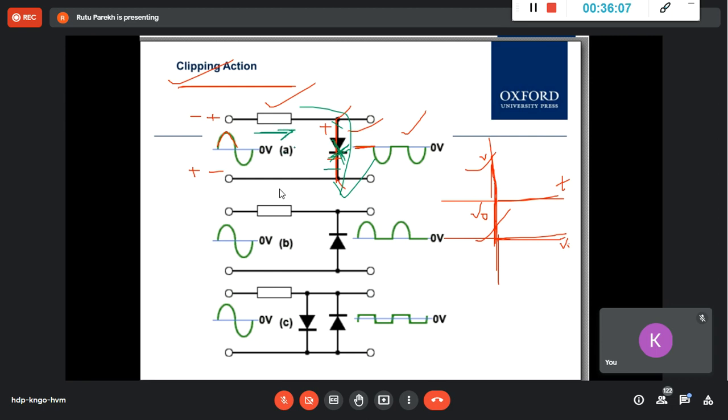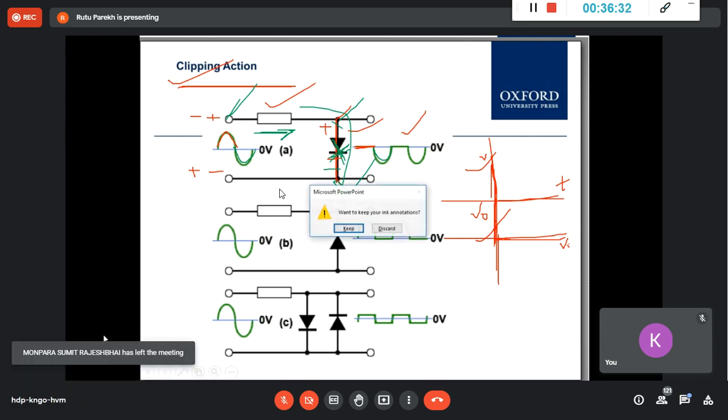So if you write a KVL, write all the voltages that are here. This is a 0 drop. I is 0. So V is equal to IR. I is 0, so V is 0. So whatever voltage is here will appear here, or no? Yes, ma'am. Whatever voltage is here will appear. So whatever was here appeared here at the output. Clear or not? Yes, ma'am.